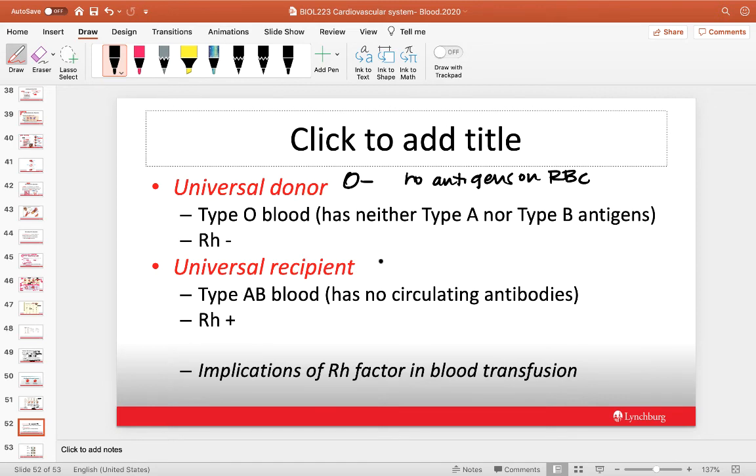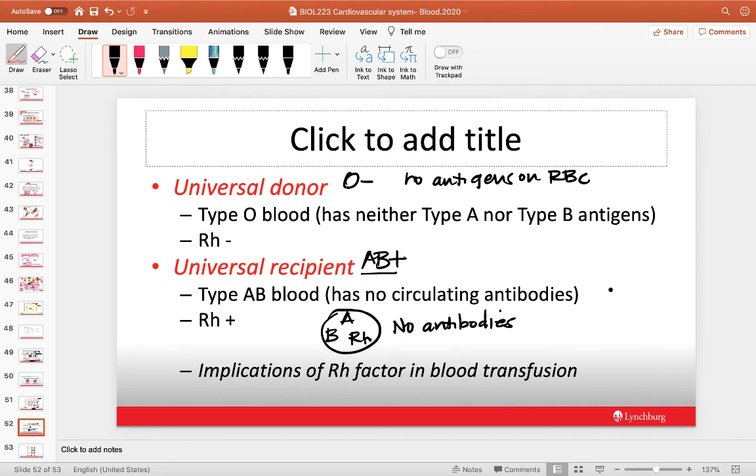Now the universal recipient is going to be type AB positive. So look at these guys. Your blood type is named for the type of antigens you have on your red blood cell. So these guys have all of them, right? They have all the available choices. They have A antigen, they have B antigen, and that positive tells us they have Rh antigen. Since they have all antigens on their red blood cell, they don't find any antigens foreign, because they have all antigens. So they have no antibodies.